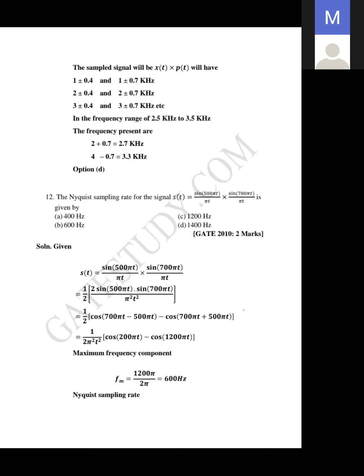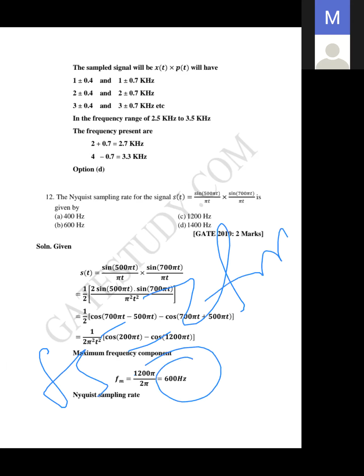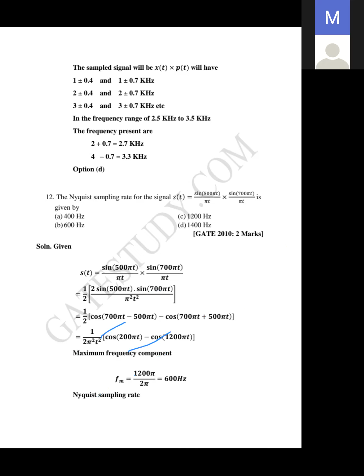So the Nyquist rate formula is nothing but Fs is equal to 2 Fm. Fm is 600 hertz, which we got right now. The answer is 2 into 600, so the answer is 1200 hertz. So B is the option. 1200 is the answer.